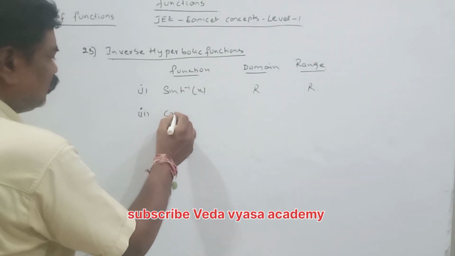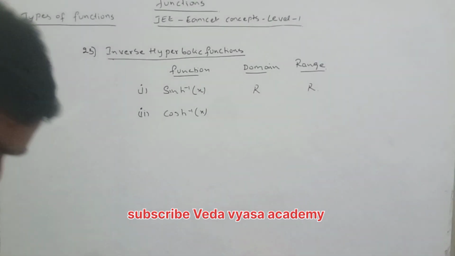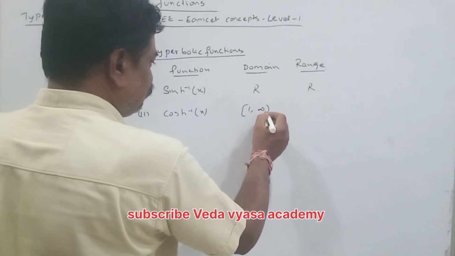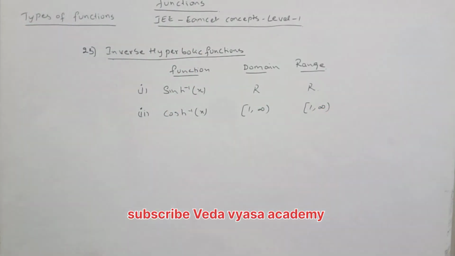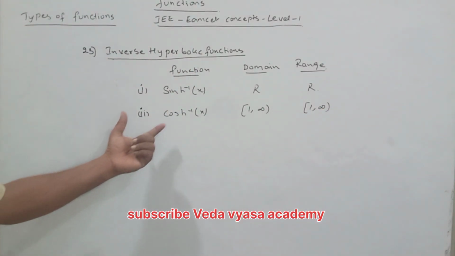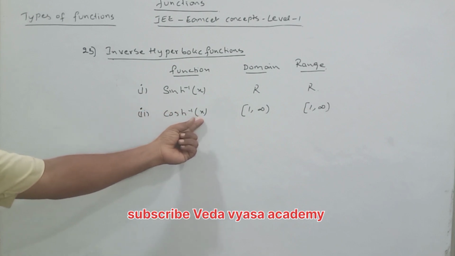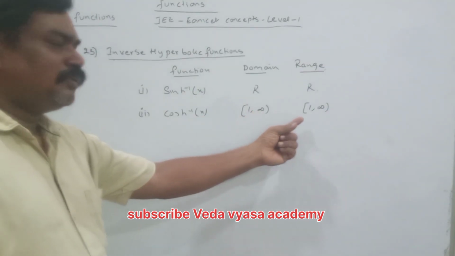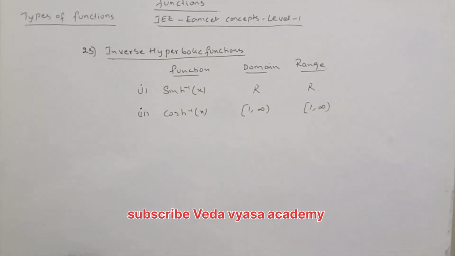Second one, cosh inverse of x. Cosh inverse, the inverse hyperbolic cosine function, has domain closed interval 1 to infinity and range closed interval 1 to infinity. Next, tanh inverse of x.